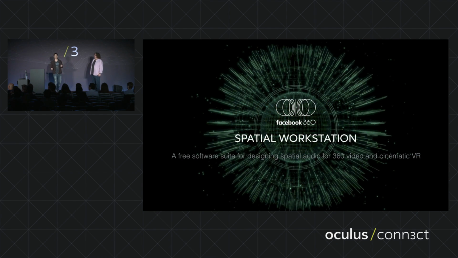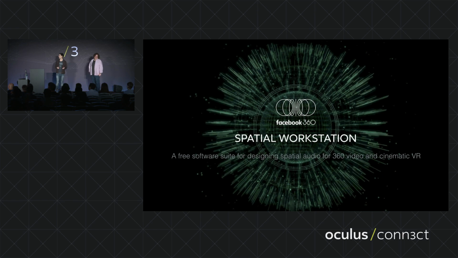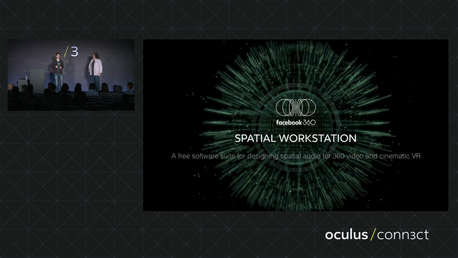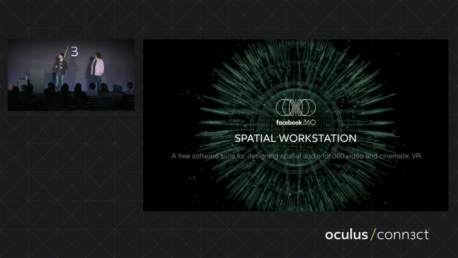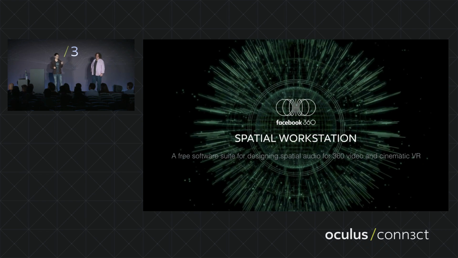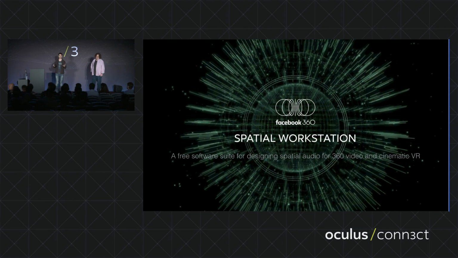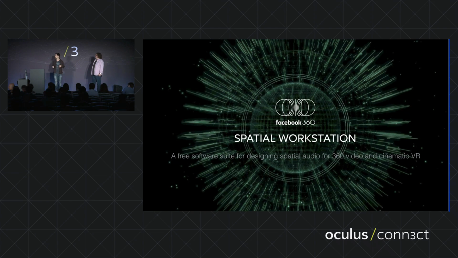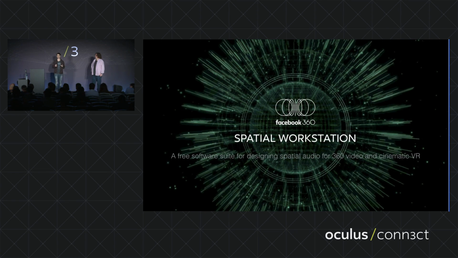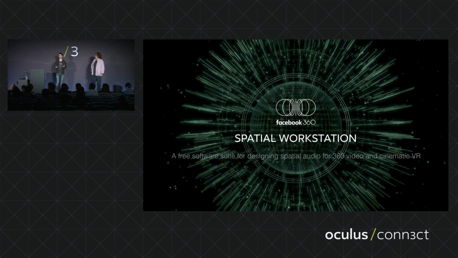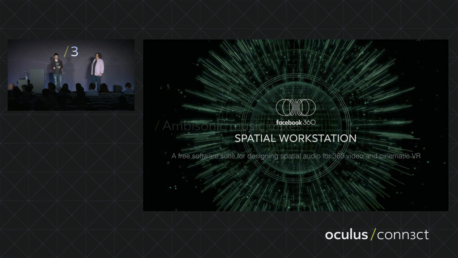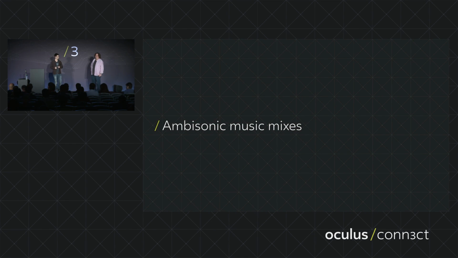The other approach is to generate it synthetically. There's a really great tool that's free to download, the Facebook 360 Spatial Workstation, and this is what we used for the content we've been creating. It's really incredible. You can load it up in your DAW and generate ambisonics. You can drop your sounds in there, give them positions, and even apply a reflection model. That all gets baked down into B format that you can play back with the audio SDK. Those guys gave a great talk yesterday.